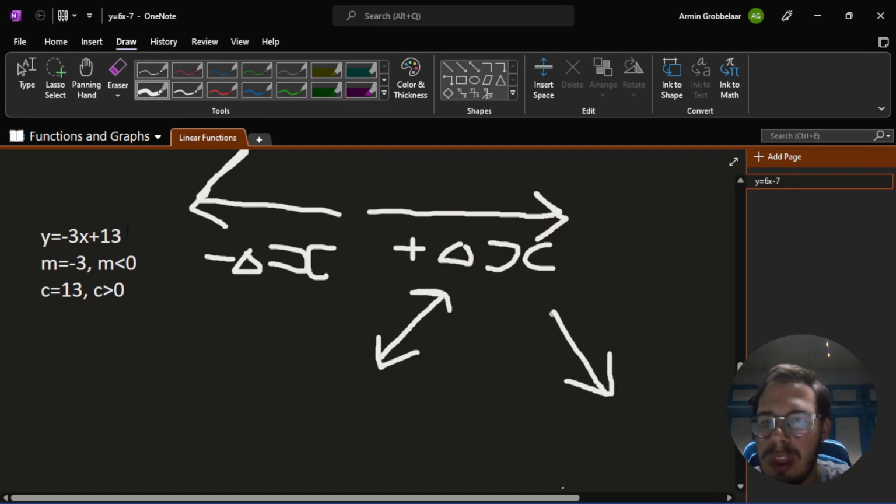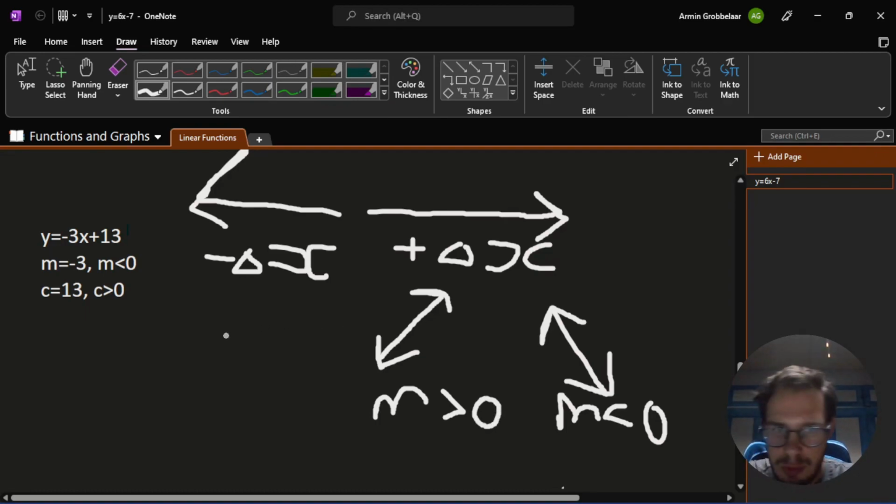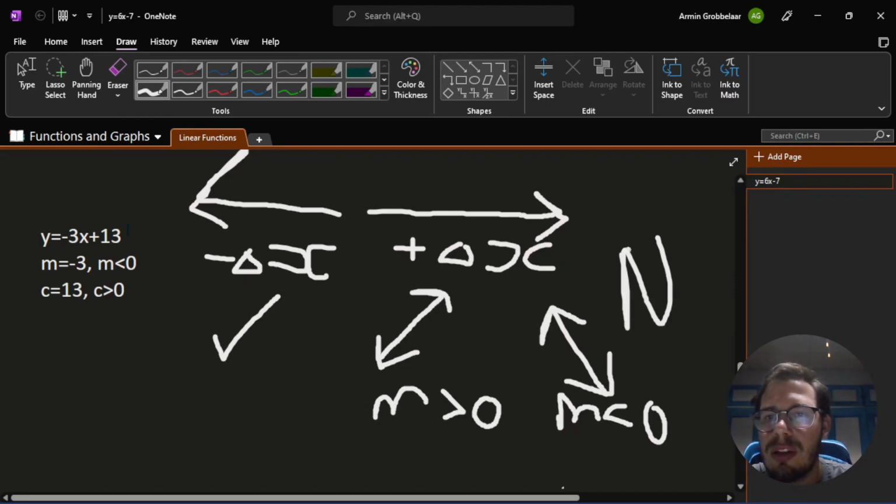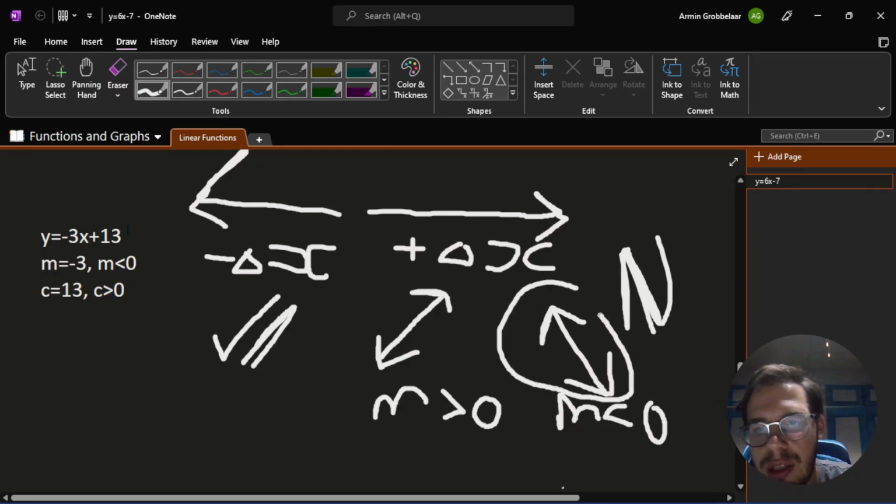So we know that if m is less than 0, the function will go from the top left to the bottom right. So that's when m is less than 0. And we know that if m is greater than 0, then it will go from the bottom left to the top right. So remember a check mark and a negative here. So there you get the negative, and here you get the positive. So because m is less than 0, we know that the function will look something like this.